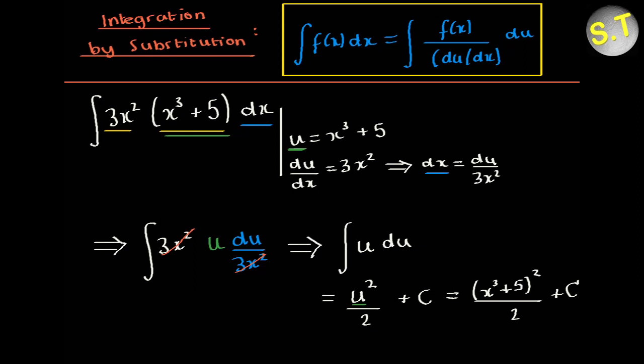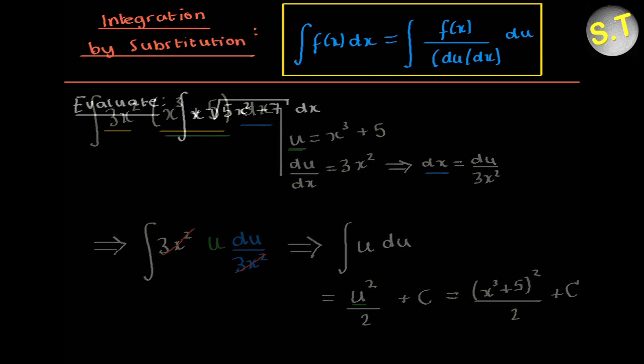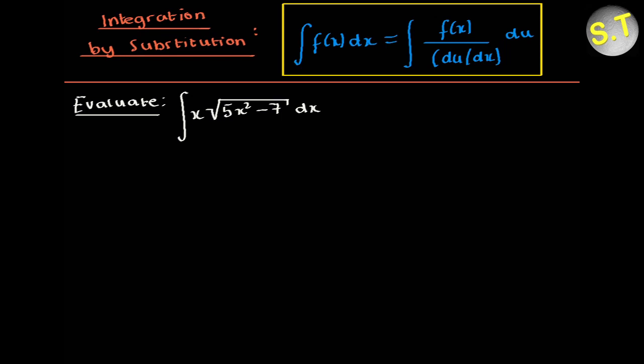Let's take a look at another example. In our second example, we're asked to evaluate the integral of x multiplied by the square root of 5x squared minus 7, with respect to x. So first off, it's very important to notice that the derivative of 5x squared is equal to, or is related in some form to, x. And it's these conditions that are required in order for us to use integration by substitution.